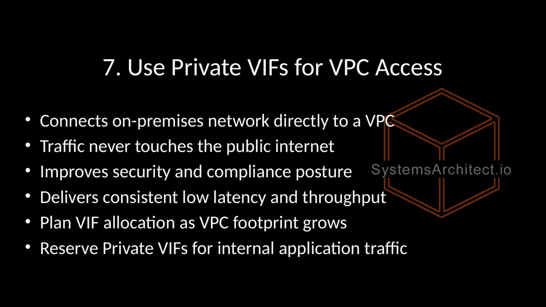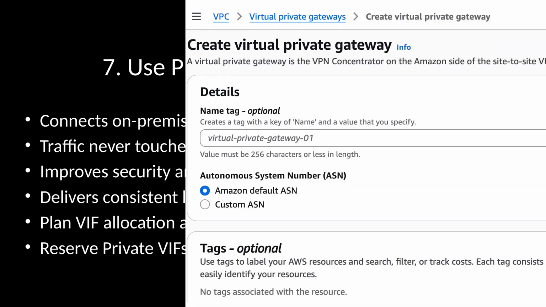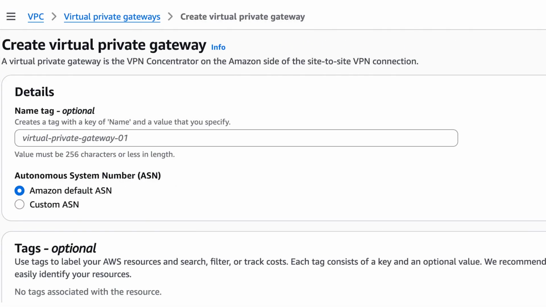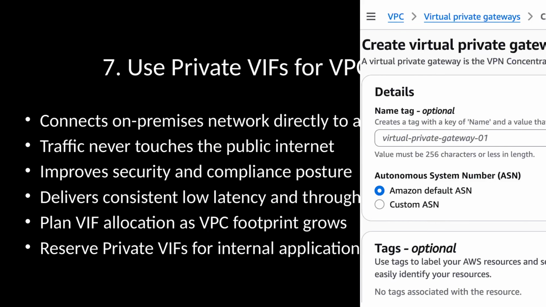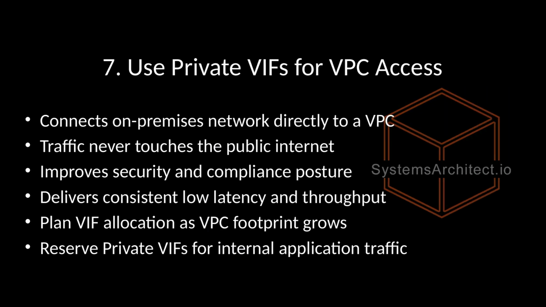7. Use private VIFs for VPC access. A private virtual interface, or VIF, connects your network directly to a VPC. It never touches the public internet. It connects to a virtual private gateway or a Direct Connect gateway.